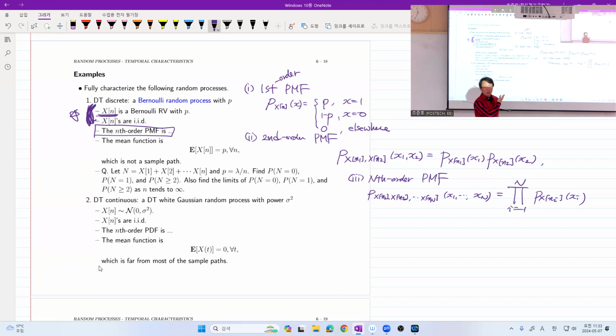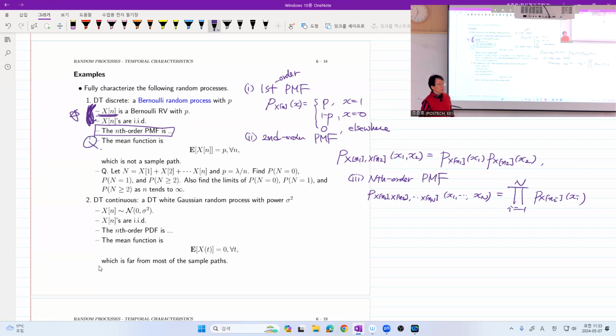It's a Bernoulli process with parameter p, and that has two lines. The X_n's are Bernoulli random variables with parameter p, and these countably infinite random variables are independent. Got it? Now, here goes the question.